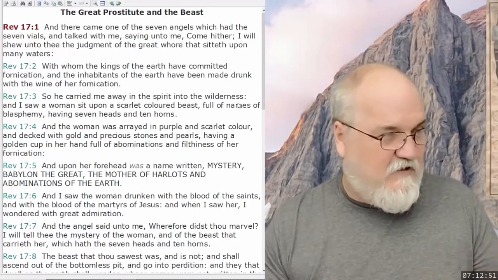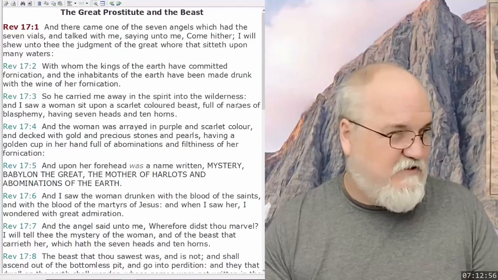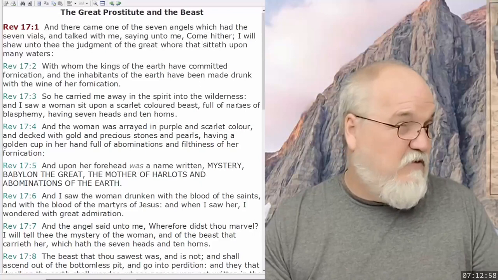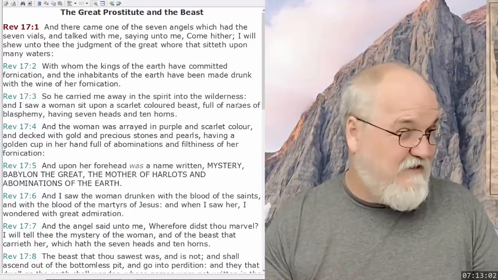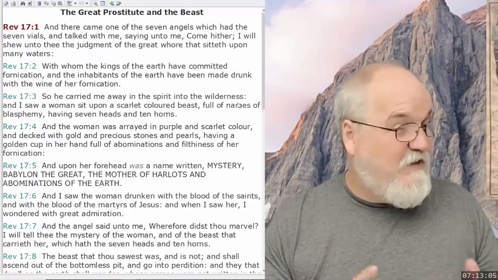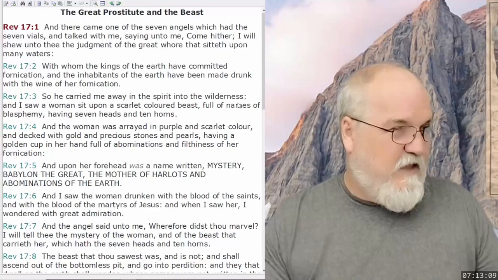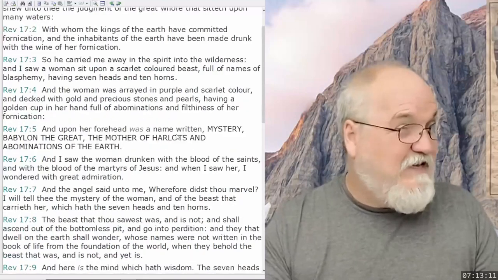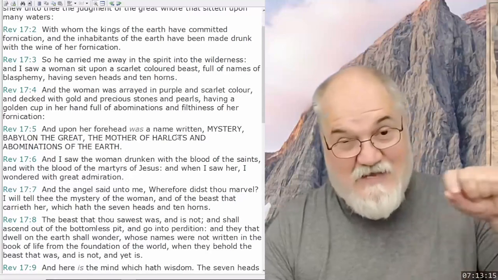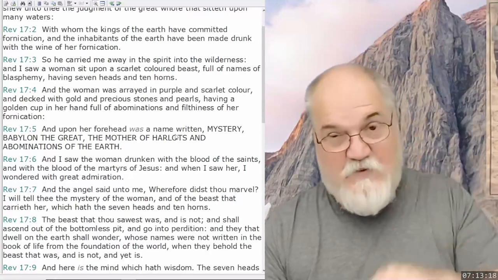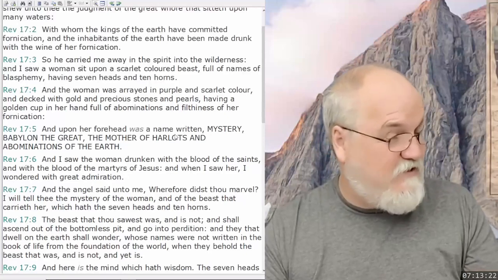And she's arrayed in all these different things. She's called Mystery, Babylon the Great, the mother of harlots, abominations of the earth. And I saw the woman drunken with the blood of the saints. So this is what Stephen was referring to. This is talking about at the end of her persecutory power. And so definitely here he is brought to 1798, the end of the papacy, right? We can all agree with that, that that's where John is brought to.